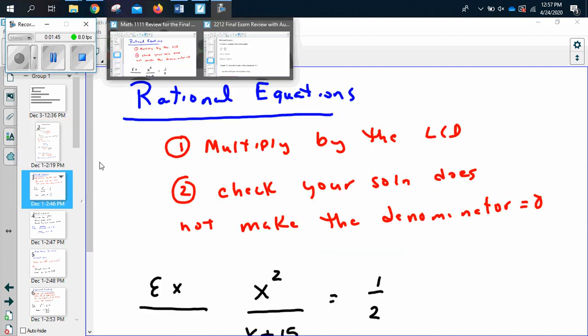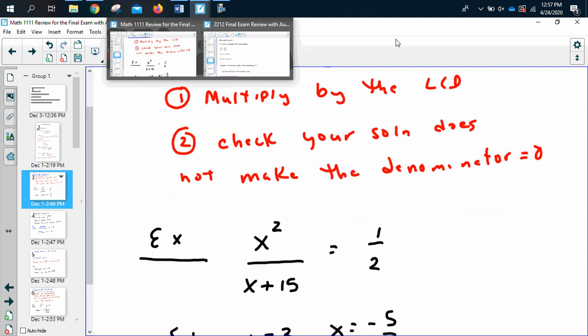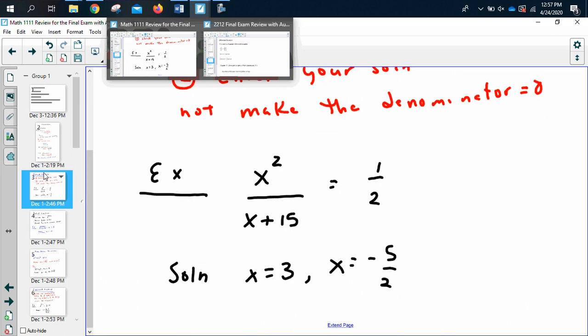Okay, and we had rational equations. So remember, the steps are to multiply by the LCD, and check your solution, that your solution does not make the denominator equal to 0, and some examples with the answers.